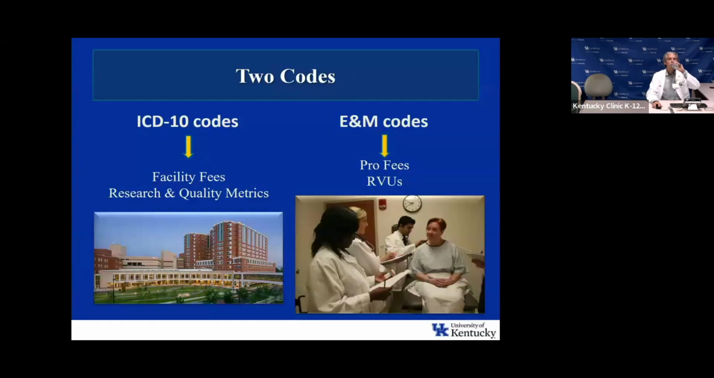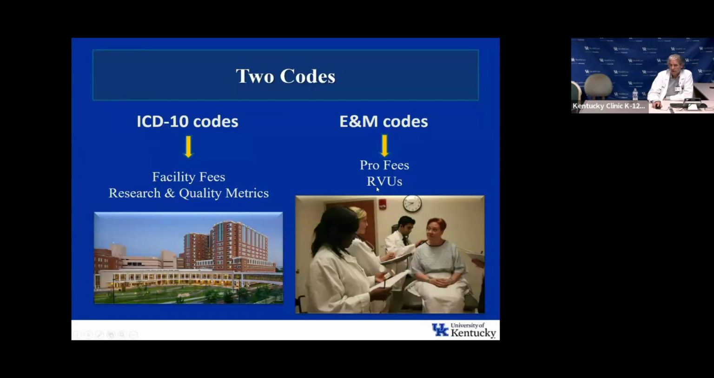So this is a point that is lost on lots of attendings that I work with. No slight on them. This is not something that we learn about. So when you document, your note is creating two separate codes. ICD-10 codes, which you have hopefully heard about. Those generate fees for the facility. Evaluation and management codes generate what we call professional fees.